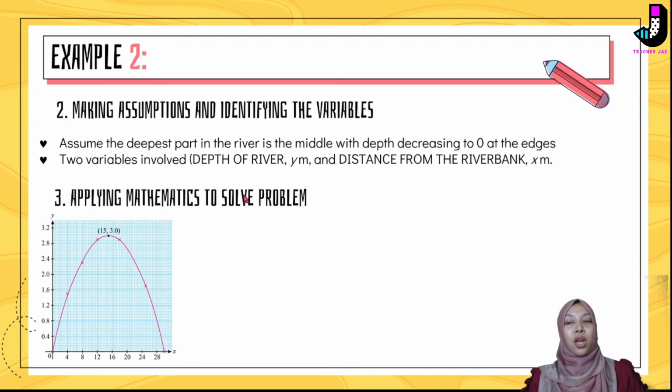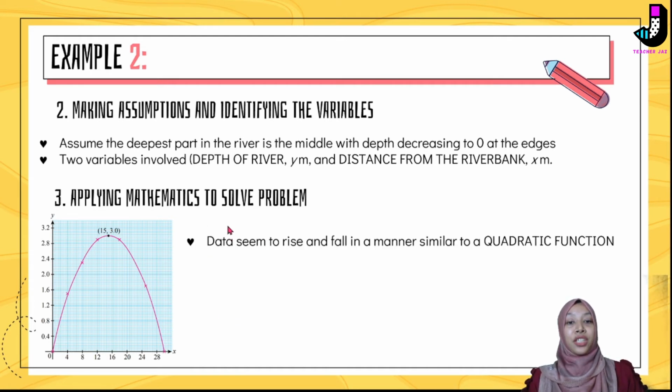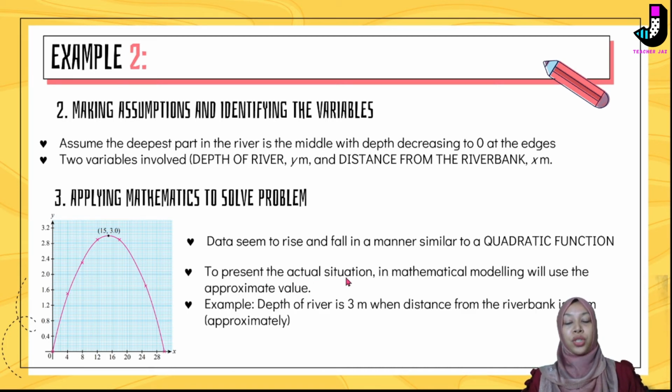You have the data, and then you apply mathematics to solve your problem by plotting a graph. These data seem to rise and fall in a manner similar to a quadratic function. To present the actual situation in mathematical modeling, we'll use approximate values. It means we just estimate.